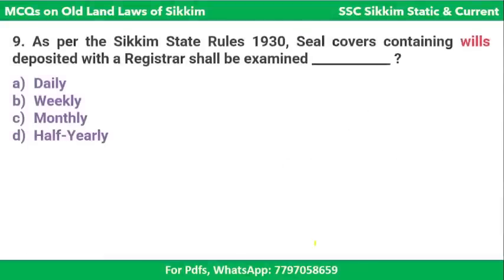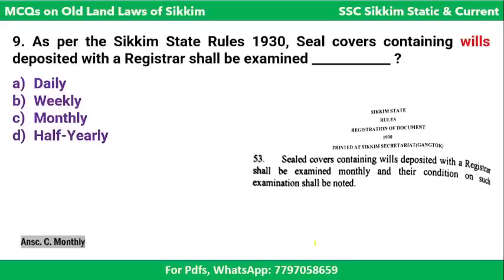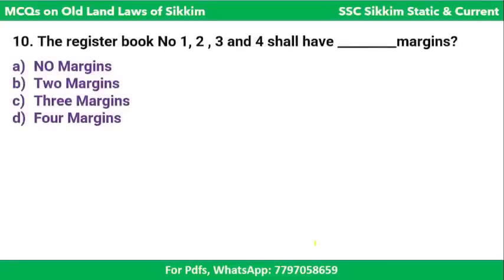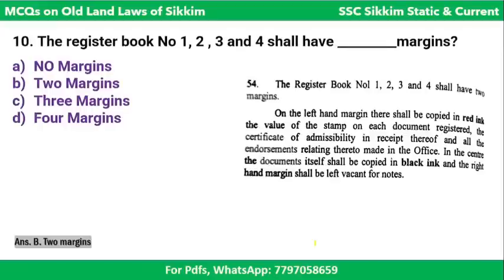Okay. Next. As per the Sikkim State Rules 1930, seal covers containing wills deposited with a registrar shall be examined at what interval? The correct answer to this question is it must be examined monthly, and the condition on such examination shall be noted. And the last question is, the register books number 1, 2, 3 and 4 shall have how many margins? The correct answer to this question is they shall have 2 margins.